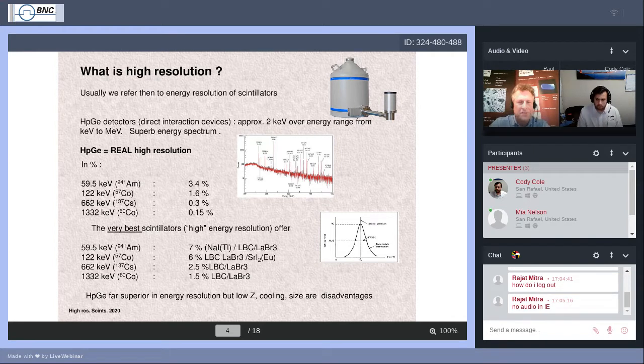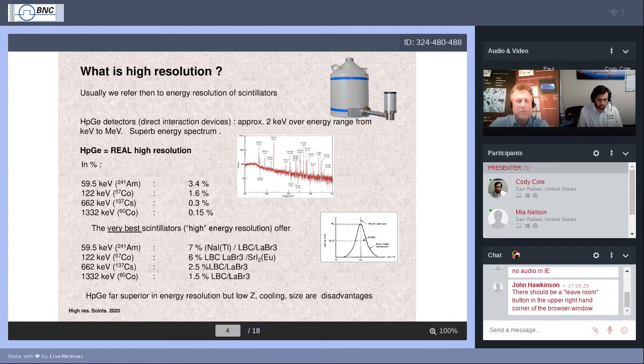In the middle of this slide, you see the spectrum of a regular germanium detector. If you convert that resolution to percent for different energies, 60 keV to cobalt-60, 1.3 MeV, we see numbers of resolution going from 3% to 0.15%. In the table below, you see the best numbers that you can achieve with scintillation materials. There you see the numbers are quite a lot higher, especially in the 1 MeV region, where the high purity germanium detector really has an order of magnitude better energy resolution.